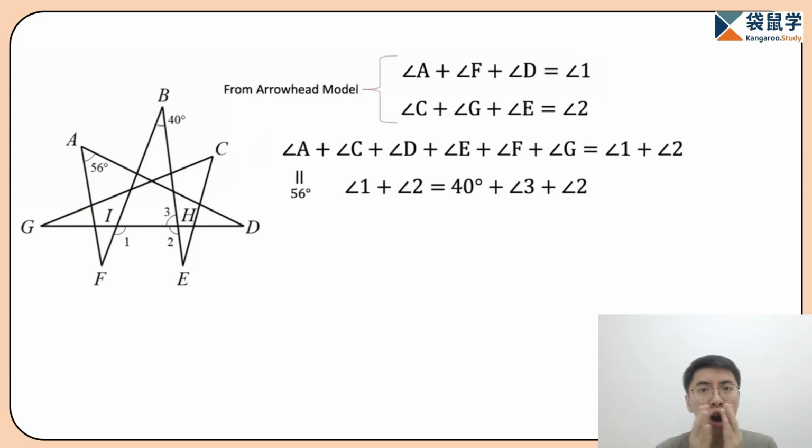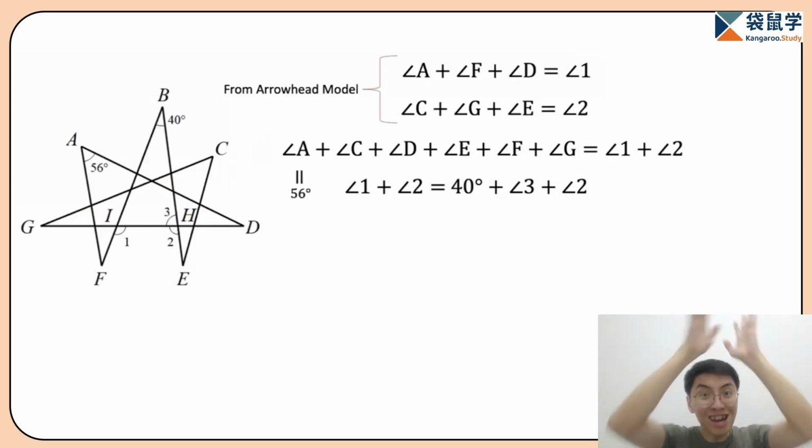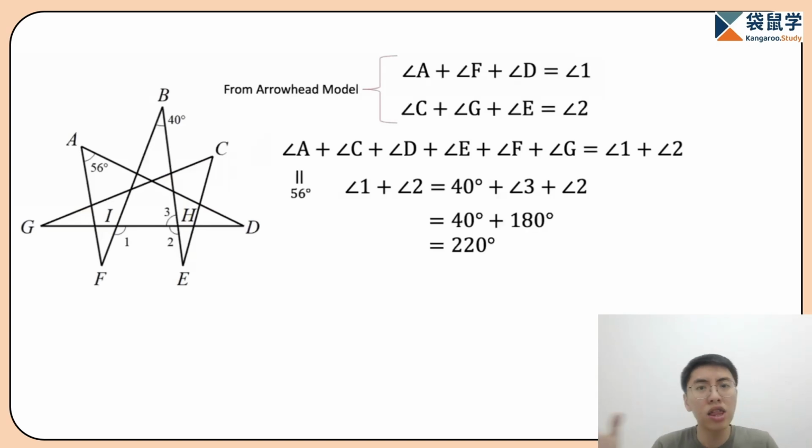And what is it that I can know? I know that angle 2 is on both the left hand side and the right hand side. So what do I do to them? I remove them both, and that gives me that 40 degrees plus 180 degrees for angles 2 and angle 3 gives me 220 degrees.